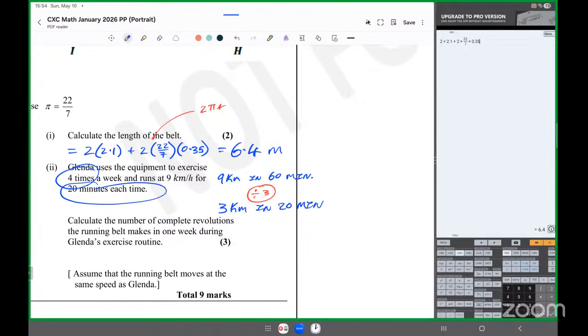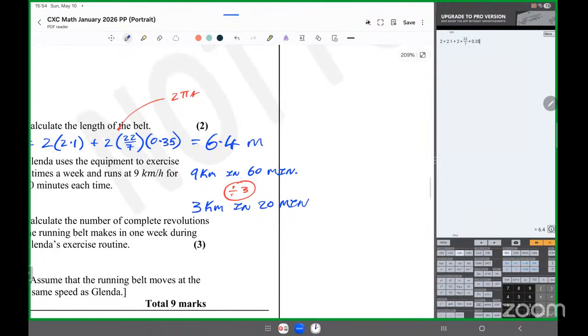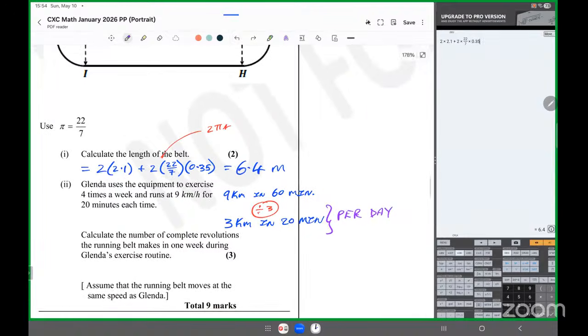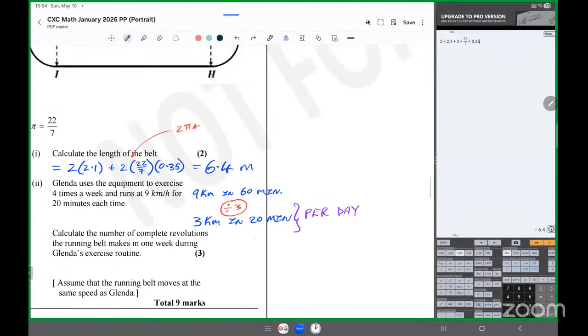We're just trying to simplify it. This is the amount that she does per day, but she does 4 days in a week. Therefore, in 1 week, she does 4 times 3 kilometers, which is equal to 12 kilometers. That's what she does per week, 12 kilometers per week. All right?